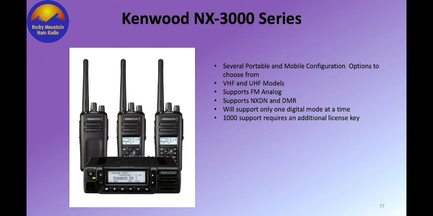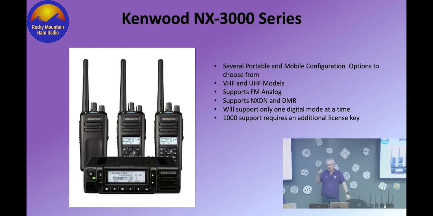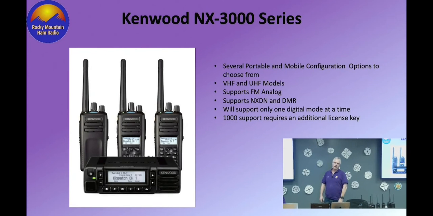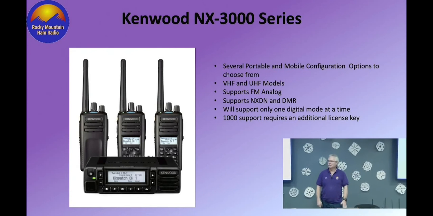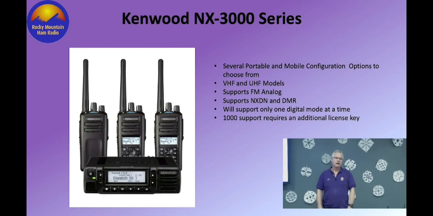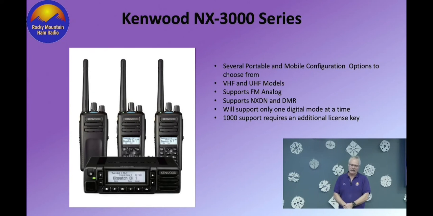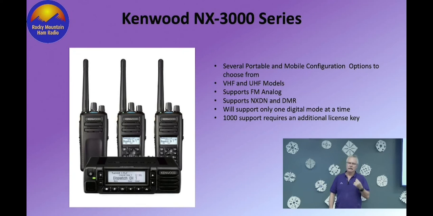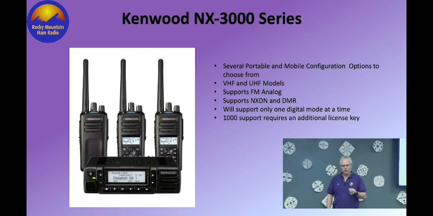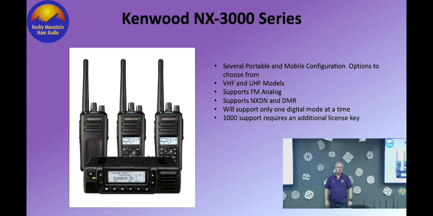The 3000 is, I know from talking to Doug, where I get some of the radios from CCC, the groups that he sells most to hams are the 3000 and the 5000 series. The 3000 has a mobile and a portable option that you can get. Again, VHF, UHF, supports analog, and it will support DMR and NXDN, but you can only have one band active at a time within your code plug. And if you want more channels than the 260, you can buy a feature key for 1,000 channels.